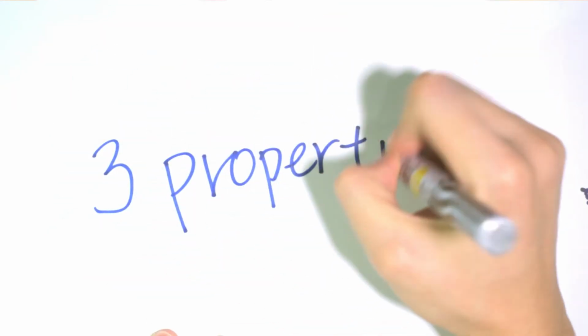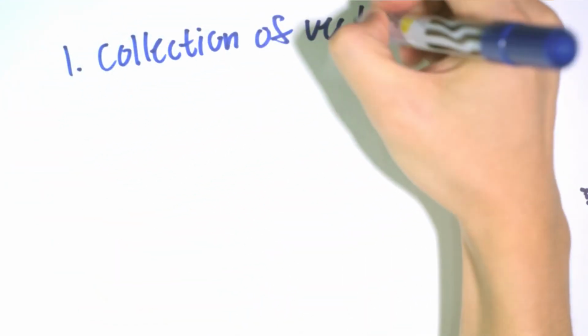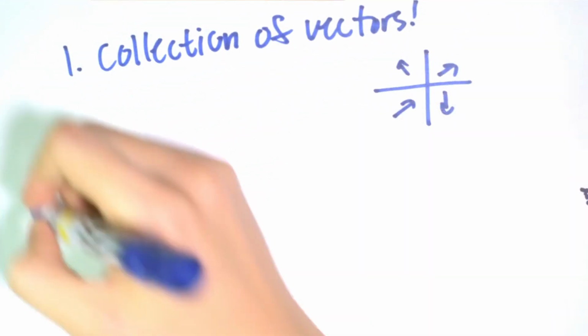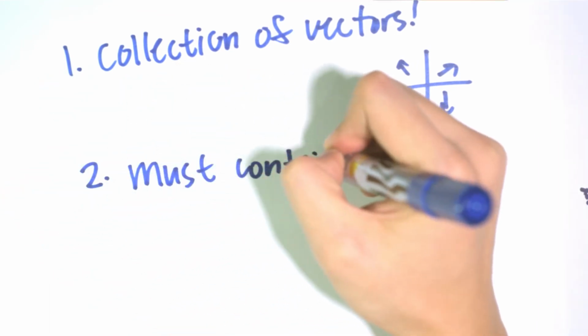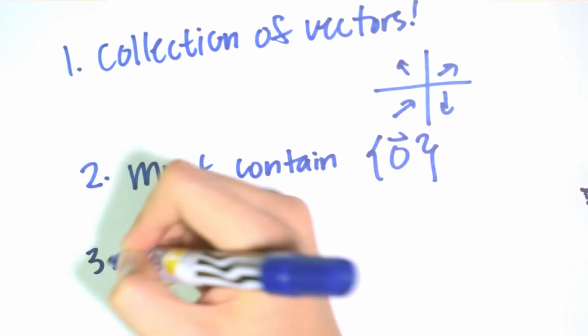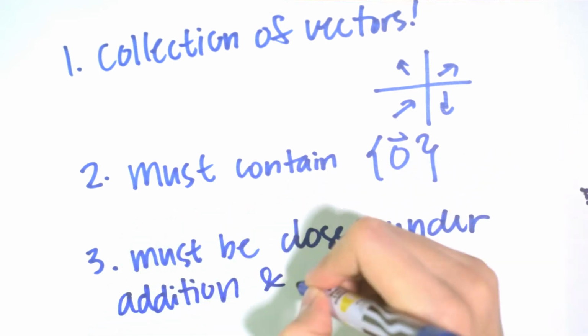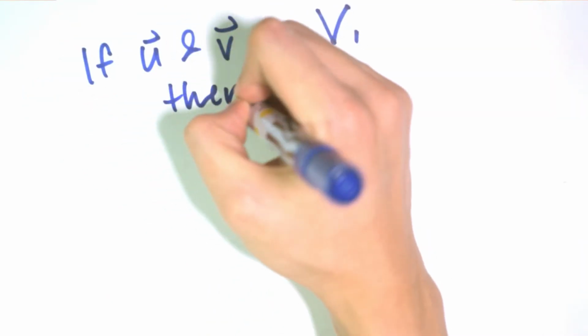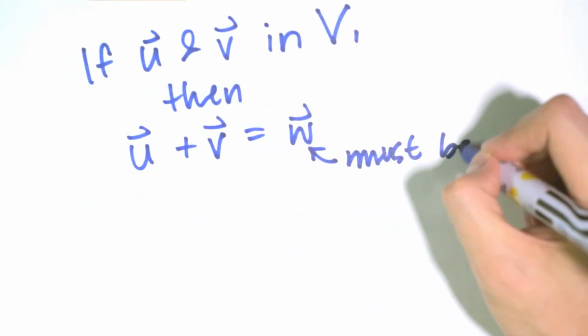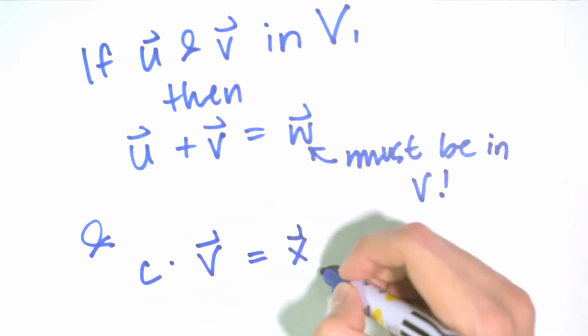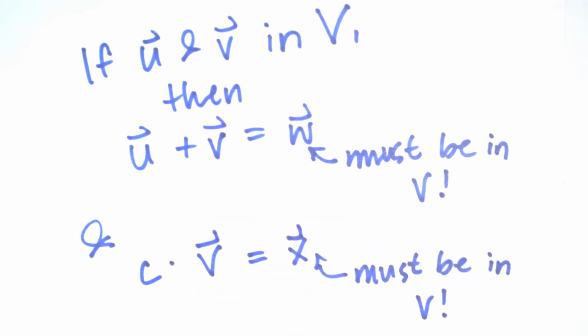So a vector space has three main properties. First, it must be a collection of vectors, which means that every element in the vector space is a vector itself. Second, the vector space must contain the zero vector. And third, it must be closed under addition and scalar multiplication. That means that applying addition or scalar multiplication on elements of a vector space will result in an element that is still part of that vector space.